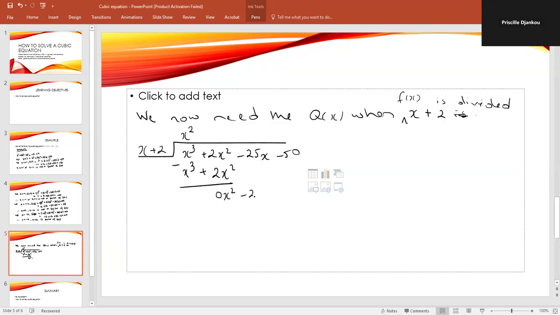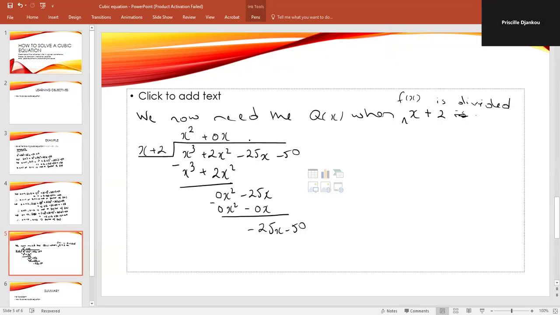We bring down our minus 25x. We now ask ourselves the question, what are we going to multiply x with to obtain 0x squared? So we're going to have a 0, right? We can equally write 0x just for beauty purposes. So 0x times x, you're going to have 0x squared. 0x times plus 2, we're going to have 0x as well. So we now subtract 0 minus 0, we ignore the 0. The most important one is this one, minus 25x minus 0. This gives us minus 25x. We bring down our minus 50.